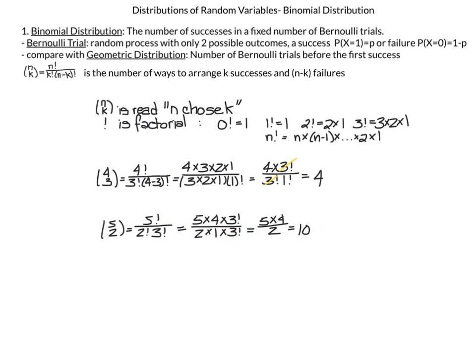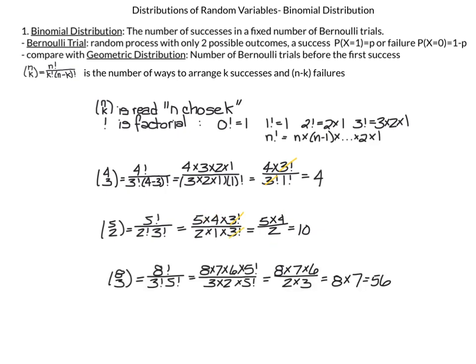The 2 factorial is 2 times 1. So again, these two cancel, so we're left with 5 times 4 over 2, which is equal to 10. I'll do one more example.